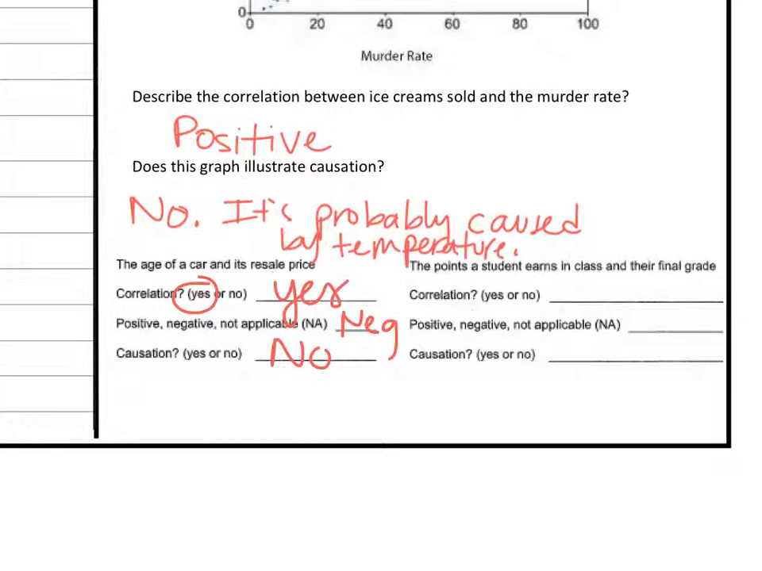Okay, next one. The points a student earns in class and their final grade. Definitely correlation. What kind of correlation? Positive. Is it causation? Can you count on a student's points in class to determine their grade? Yes, that is causation.